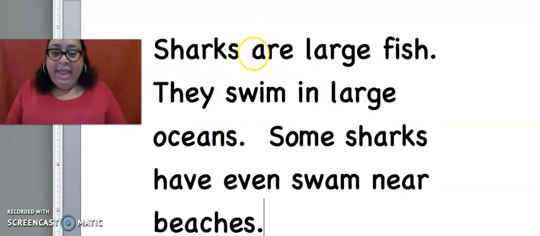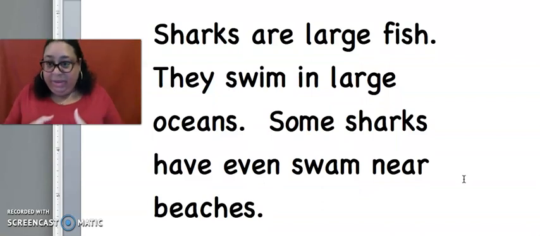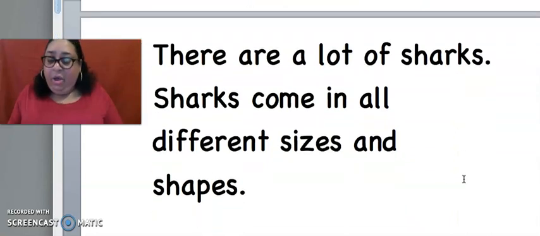I made sure that I have spaces between my words. I made sure that I have the right punctuation where it needs to be, capitals where they need to be. And I made sure that my information matches and makes sense. If I'm talking about where they swim, all the information about swimming should be together. If I'm talking about their size and shape, all of that information should be together, not jumbled across my book.